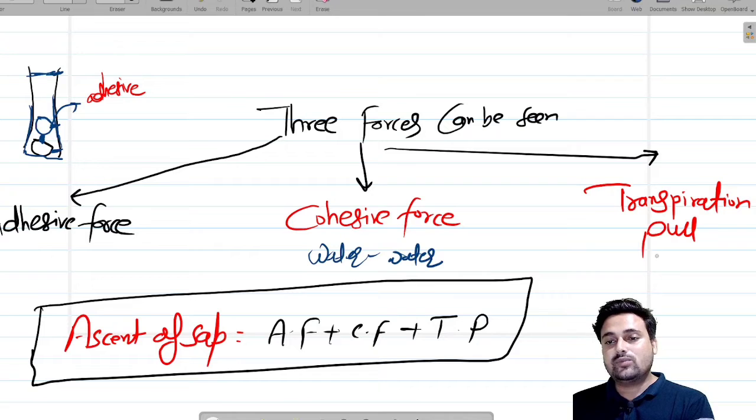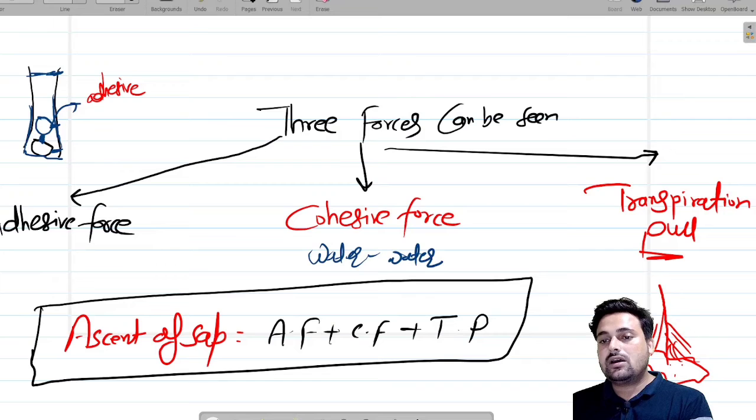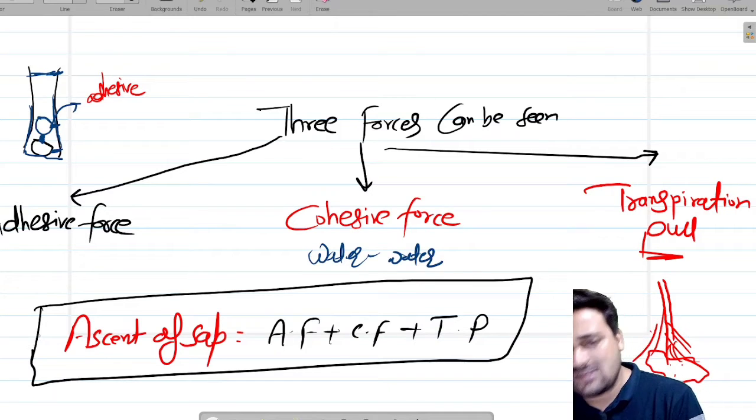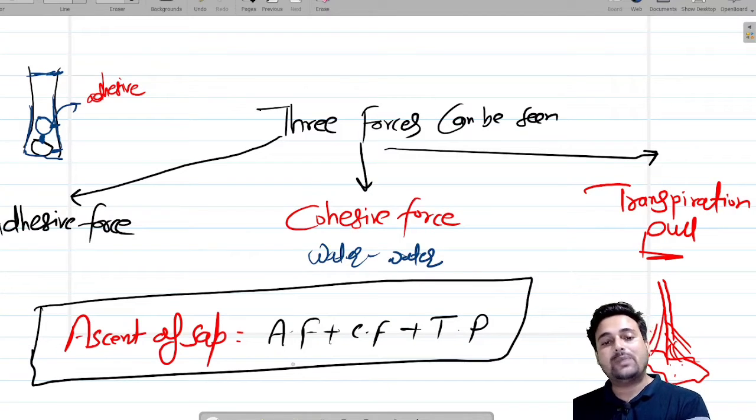Now transpiration pull is a force that will suck the water. This is your water and this is your root, and this is the force that will suck the water and push it up to the leaves. So ascent of sap is nothing but a complex of forces: adhesive force, cohesive force, and transpiration pull force.